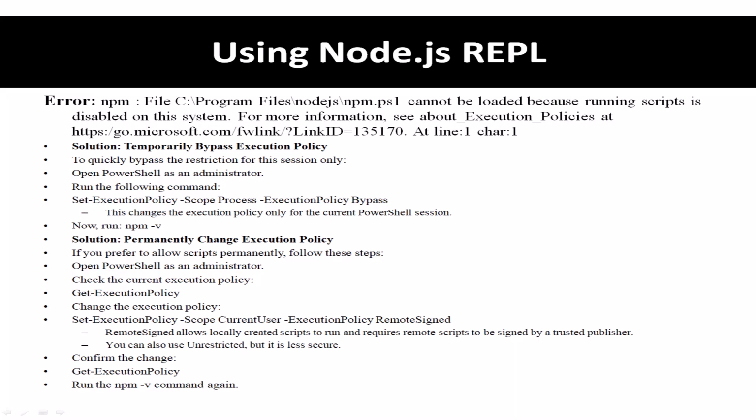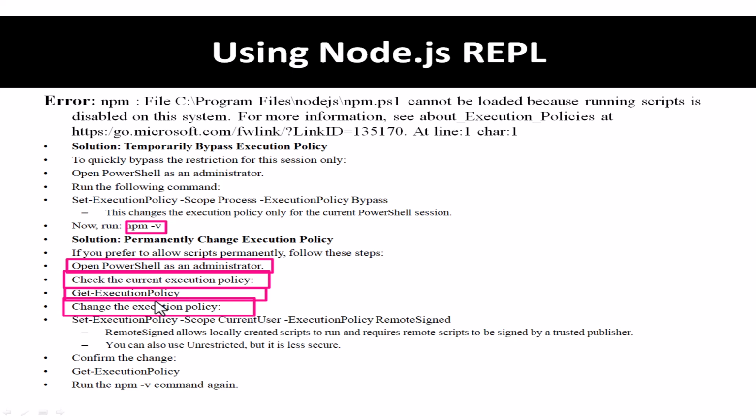Sometimes an error will be encountered while using npm. At that time, there is a certain kind of execution policy you need to use. For example, if you want to run npm -v, the version, and if the version is not shown in the PowerShell, what you need to do is execute the policy. Basically, you need to follow these steps. The first step is to open PowerShell as administrator, check the current execution policy with get execution policy, and change the execution policy. These are the steps you need to perform.